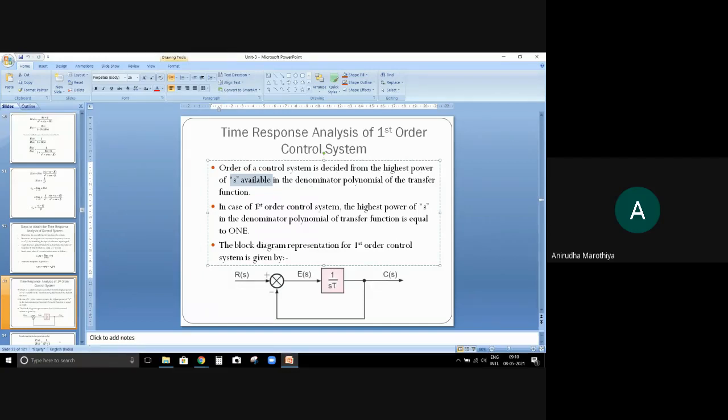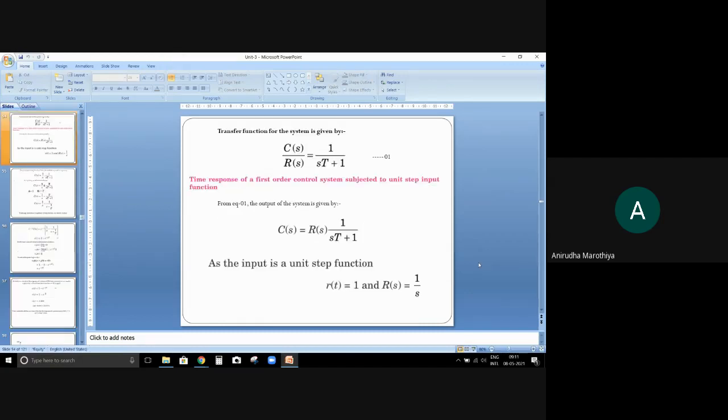For example, in case of first order control system, the highest power of S available in the denominator polynomial must be equal to 1. That's why it is called first order. And this particular structure indicates the block diagram of a general first order control system, where G of S is 1 upon ST, and we have considered that it is a unity feedback control system. Therefore, the value of H of S is going to be equal to 1.